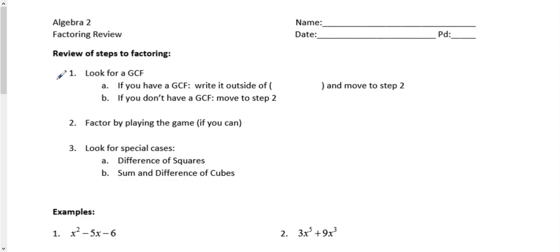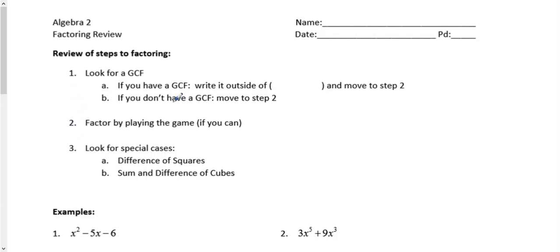So first we have 3 overall steps that we look for. The first one is looking for a GCF, which is your greatest common factor. And there are 2 parts to this. So the first part, if you have a GCF, write it outside the parentheses, and then you can move to step 2. If you don't have a GCF, then you can move straight to step 2.